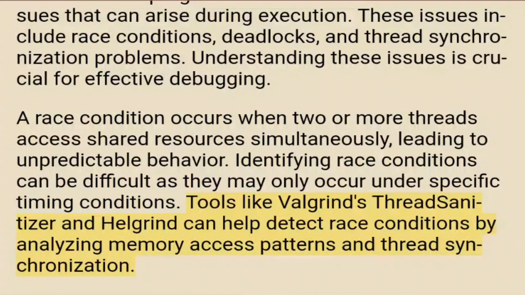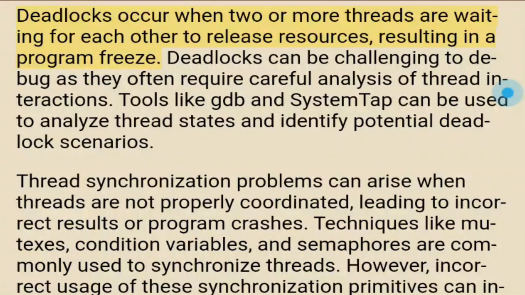Tools like Valgrind's Thread Sanitizer and Helgrind can help detect race conditions by analyzing memory access patterns and thread synchronization. Deadlocks occur when two or more threads are waiting for each other to release resources, resulting in a program freeze. Deadlocks can be challenging to debug as they often require careful analysis of thread interactions. Tools like GDB and SystemTap can be used to analyze thread states and identify potential deadlock scenarios.